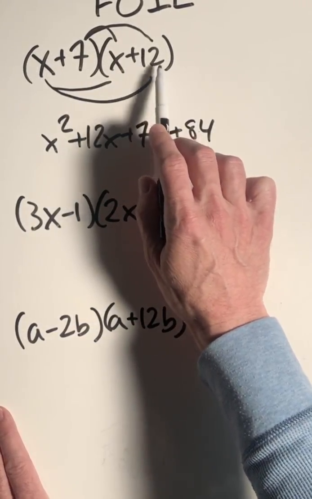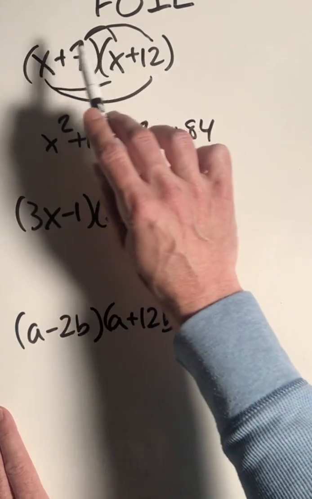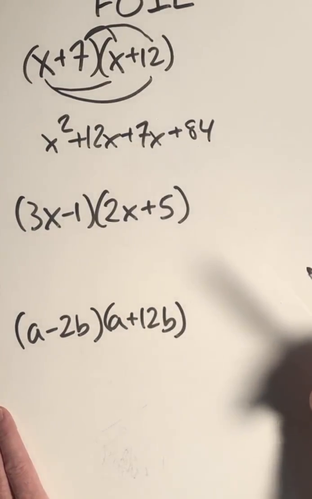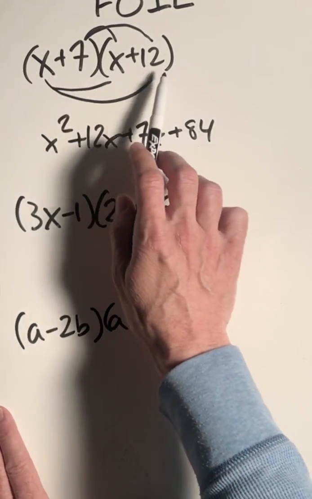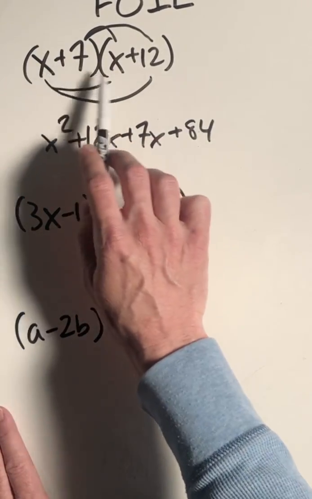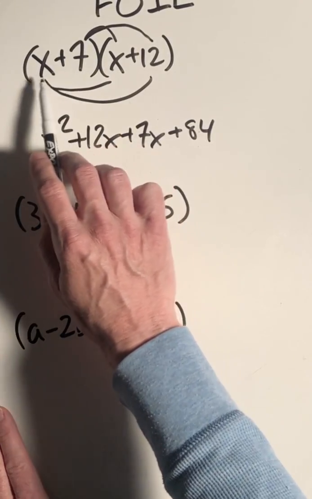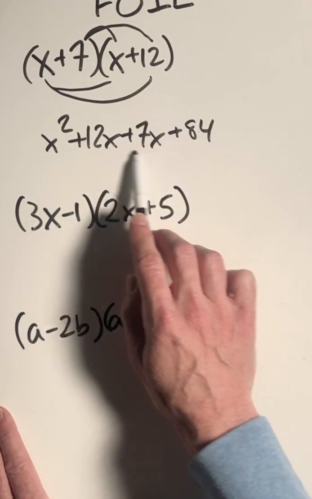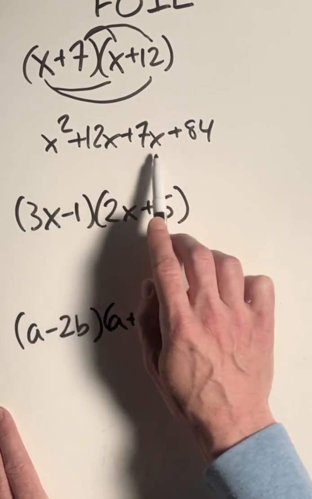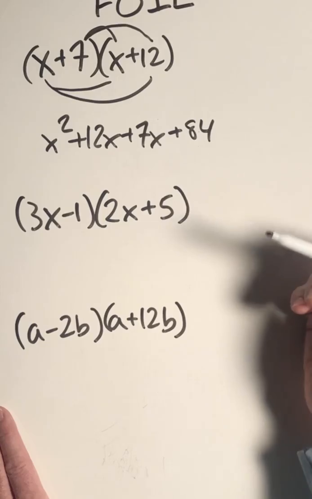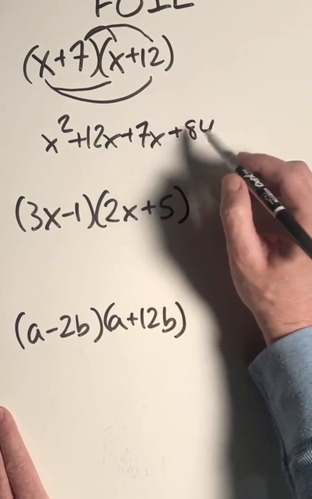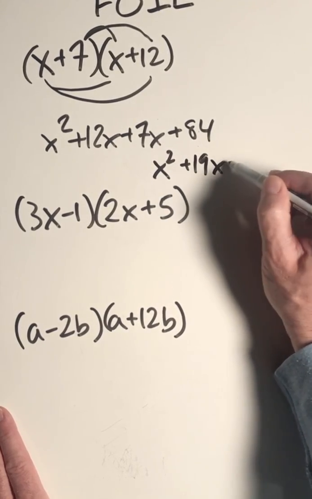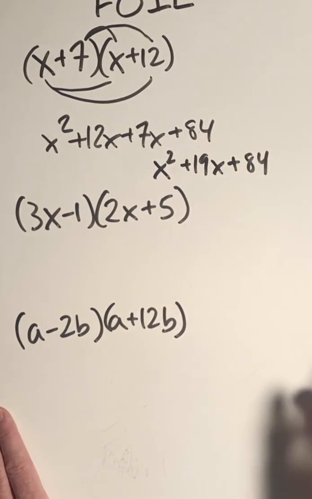12 is 10 plus 2, so 7 times 10 is 70. 7 times 2 is 14. 70 plus 14 is 84. Note that these two binomials each started with an x to the first power and then had a constant added to them. When your binomials are similar in structure like that, you will have two terms in the middle very often that need to be combined, and we would need to do that here. So we would re-express this entire polynomial as x squared plus 19x plus 84.